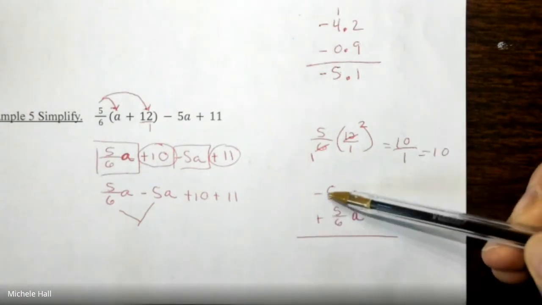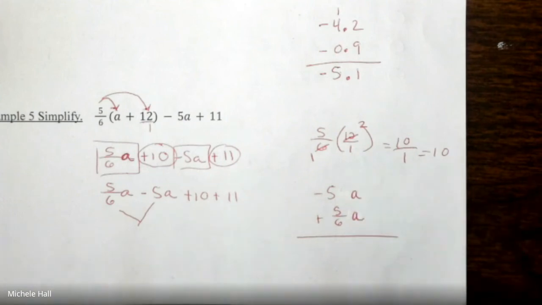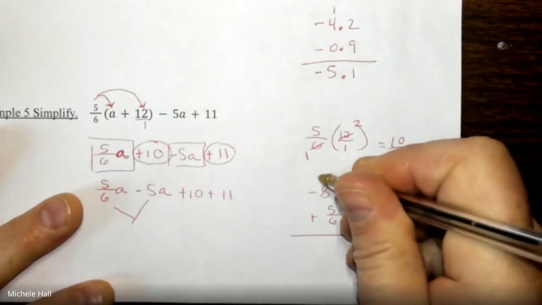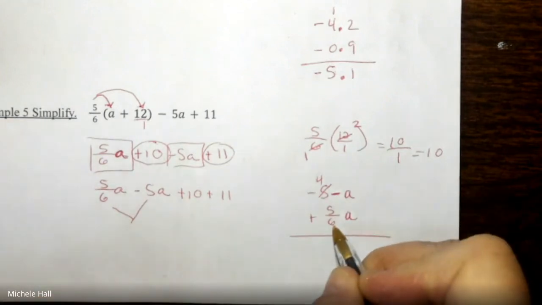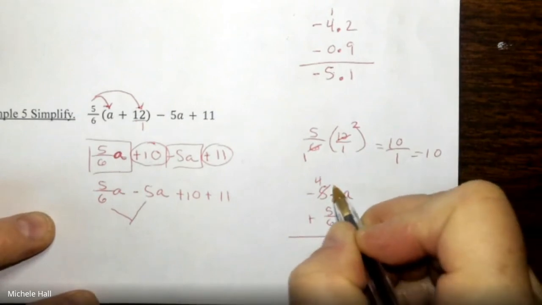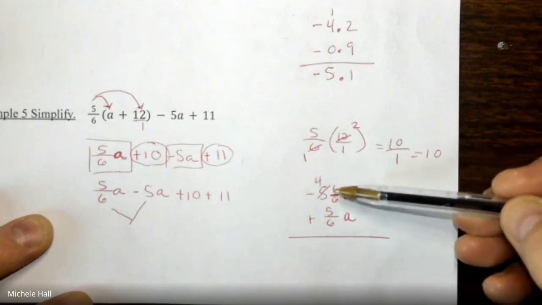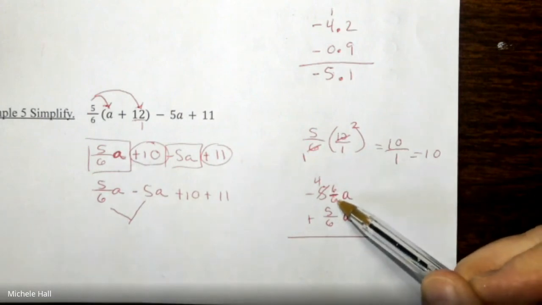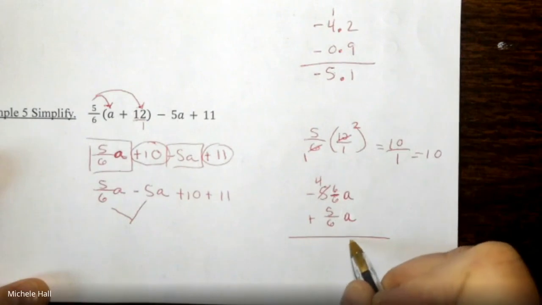I have different signs. That means I need to subtract. 5 subtracting 5/6. I need to borrow from the 5 so that I have a fraction here. I'm borrowing 1. And that 1 that I borrow, I want it to have a common denominator with 6, but I still want it to equal 1 whole. I'm going to do 6/6. 6/6 is 1. 4 plus 1 is still 5. Now I can do my subtracting. I have 6/6 subtracting 5/6. I'm going to bring down my a.